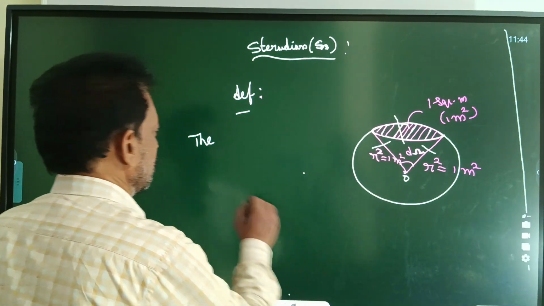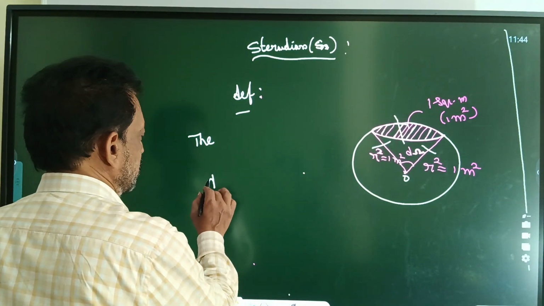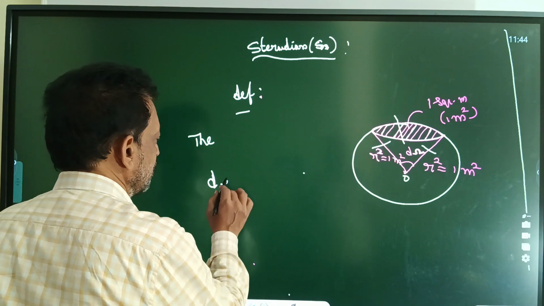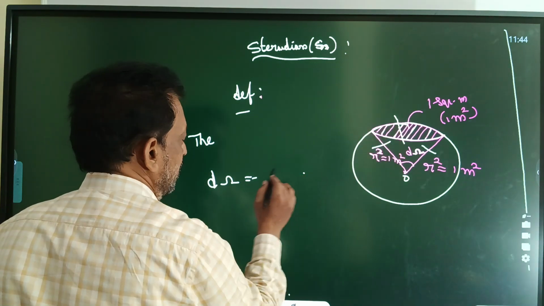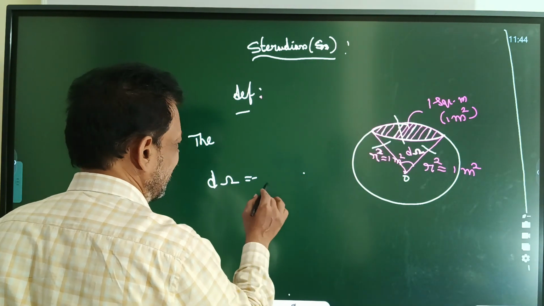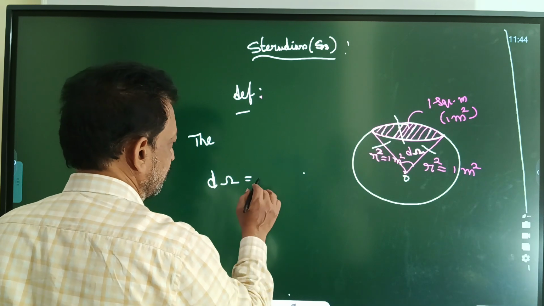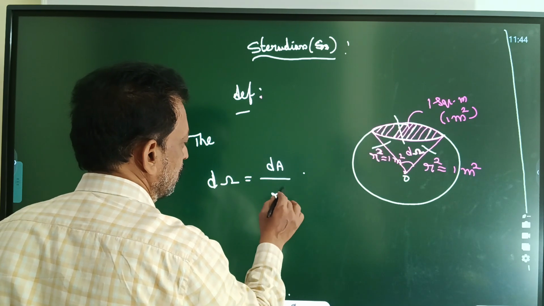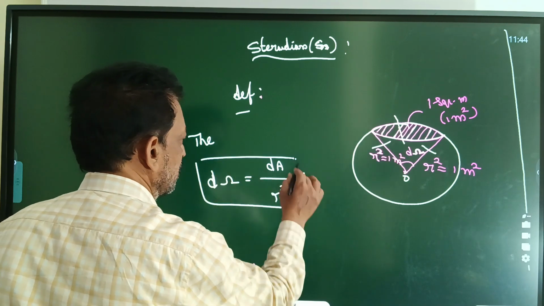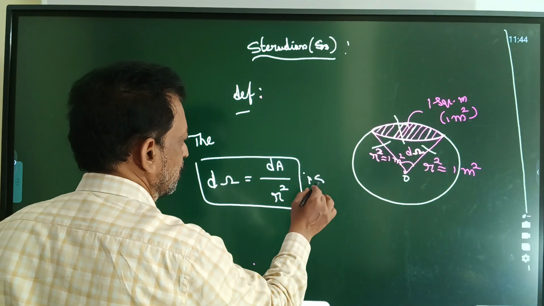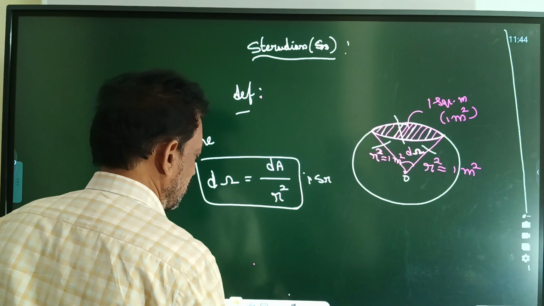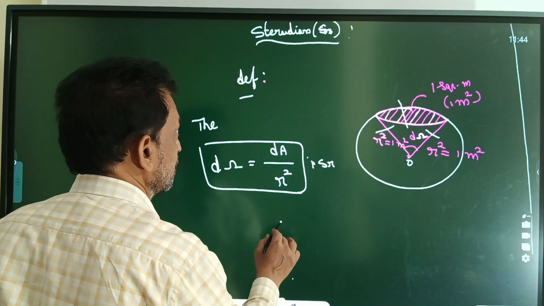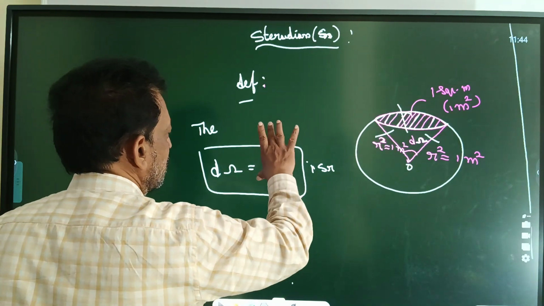So the solid angle d omega is equal to the area dA by r square. Both are equal. Now I will say 1 SR. Now I have to find the total angle of this.